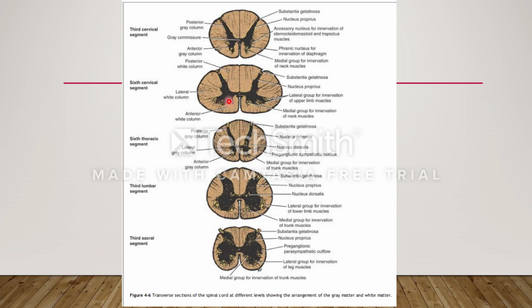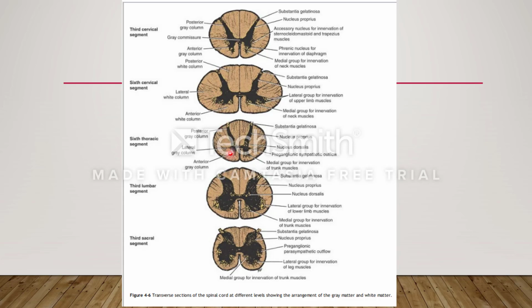The same is here in the sixth cervical segment. There will be the medial group, and then the phrenic nucleus and the accessory nucleus also present here. Then in the posterior gray column, there is the substantia gelatinosa and the nucleus proprius. In the anterior gray column, the lateral group will have the nuclei innervating the muscles of the upper limb. So here the lateral nucleus of the anterior gray column is also present.